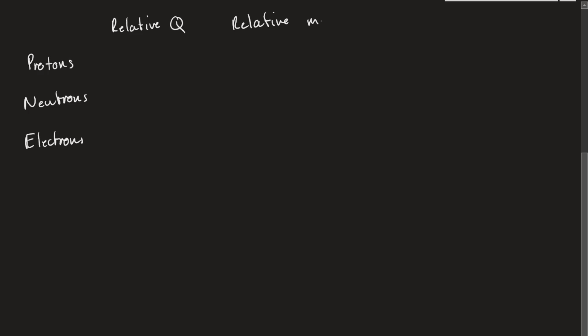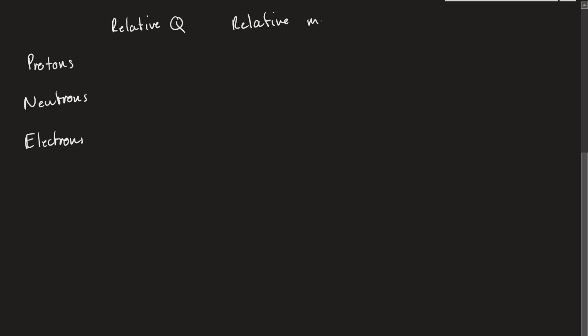Now we need to know some properties of protons, neutrons, and electrons. At GCSE, you would have been told that protons, neutrons, and electrons have some sort of relative charge, which I'm going to put as relative Q, because Q is charge at A level. They also have some relative mass, and we've already discussed the location they're found in: protons and neutrons in the nucleus, electrons in energy levels.